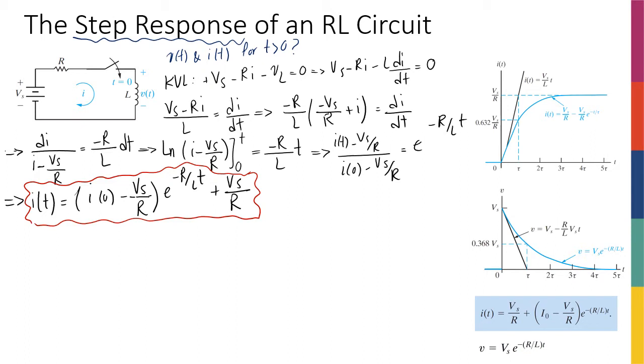I find my current as a function of time after t equal to 0, when the switch closes, right? Now Vs is given, R is given, L is given, same as always. The only thing that is not given and we still need to find is I at 0, the initial condition, right? But this time the initial condition is actually quite simple for this specific circuit.